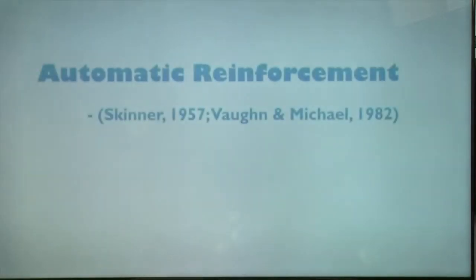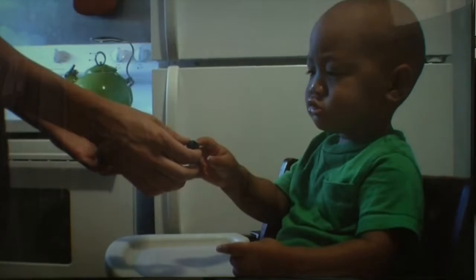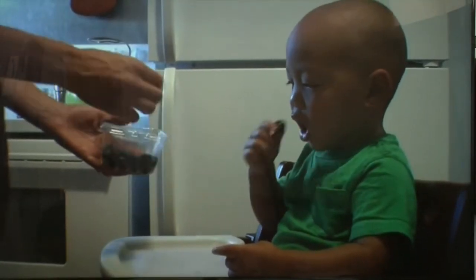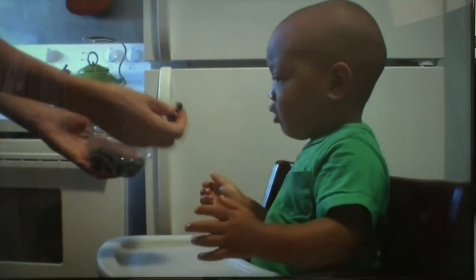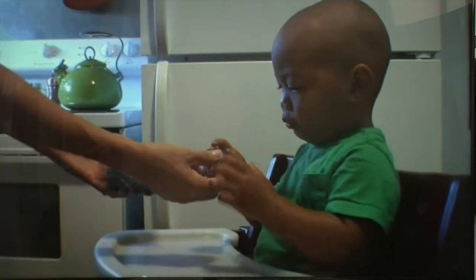Why do typical children develop imitation repertoire so easily? There are many explanations. The concept of automatic reinforcement has been offered as an explanation for the phenomenon of language acquisition in the absence of direct reinforcement. Young learners may engage in language because the sound of themselves talking is reinforcing. This is what is meant by automatic reinforcement.